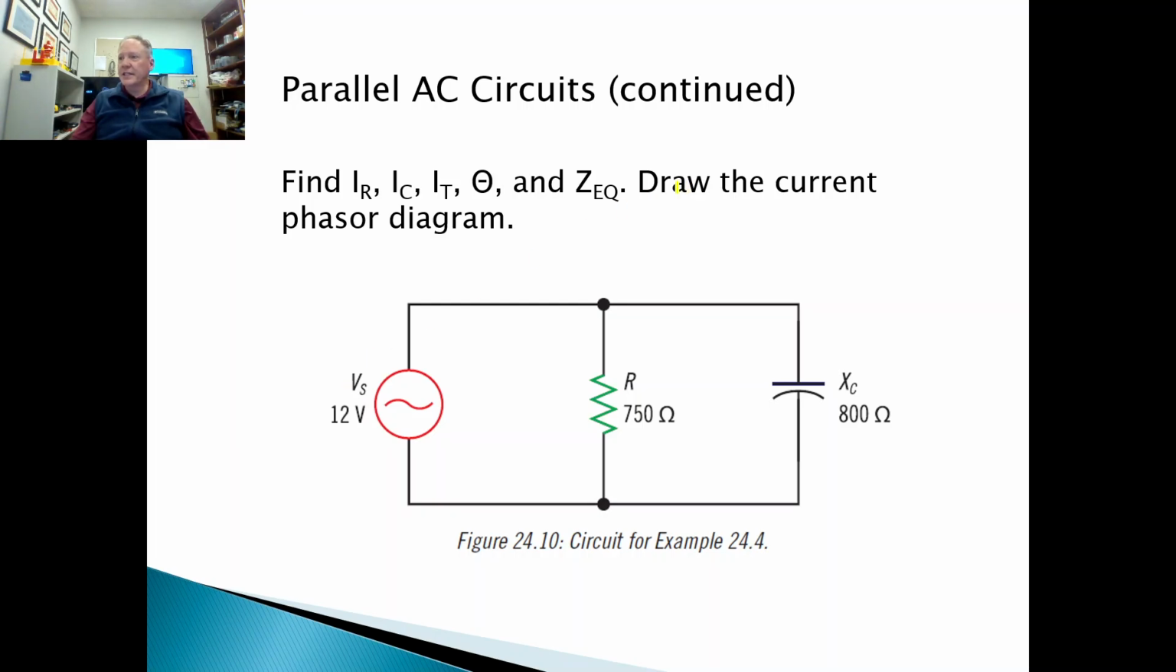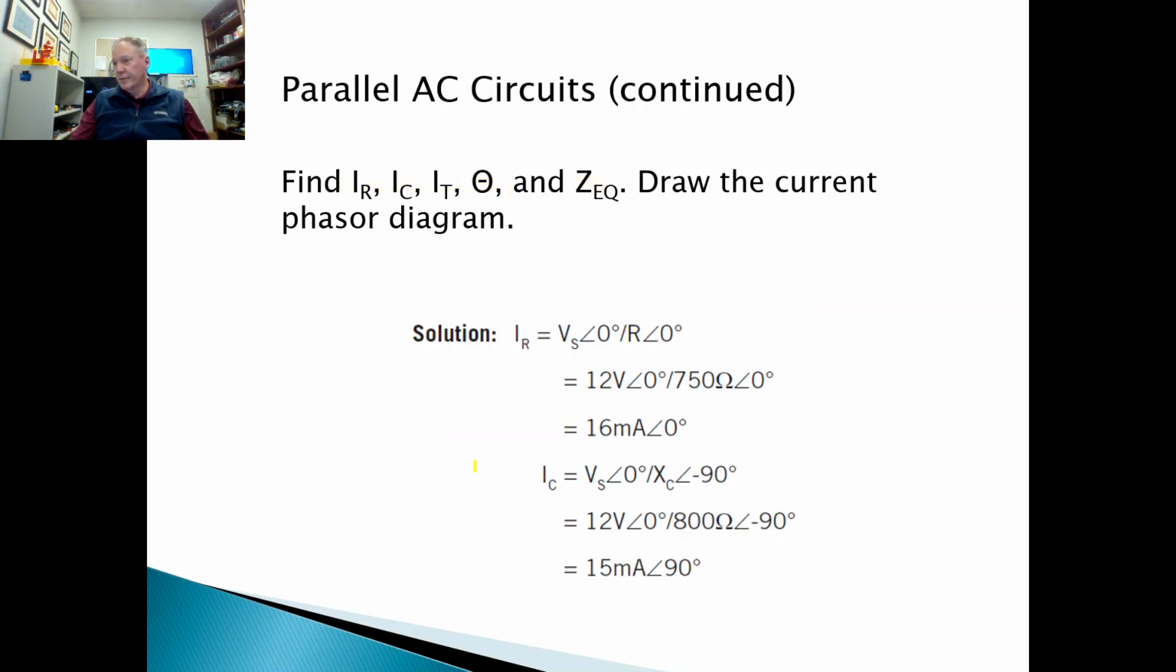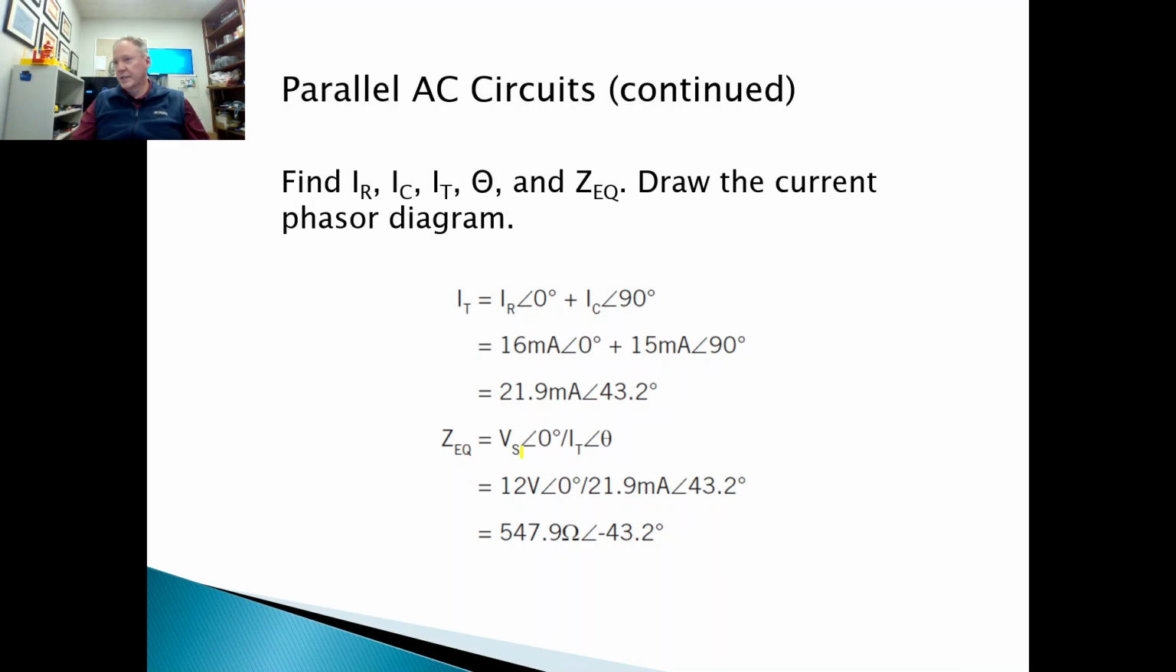And then Z equivalent will be, once we get IT, that's where we get theta. And then once we have theta, the Vs divided by IT will equal the total impedance. So Vs divided by IT, and away we go.